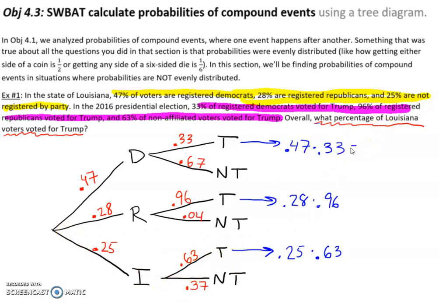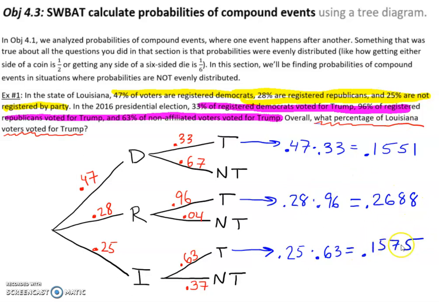I have a calculator with me, and I recommend you do too. I'm multiplying these together, and then I'm going to round everything to 4 decimal places if it goes farther. Otherwise, that's the standard. So this is 0.1551. The next one, 0.28 times 0.96 is 0.2688. The next one, 0.25 times 0.63 is 0.1575.